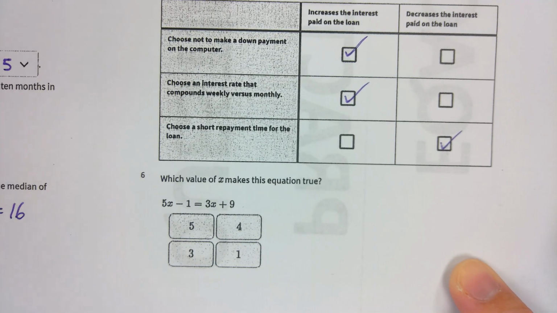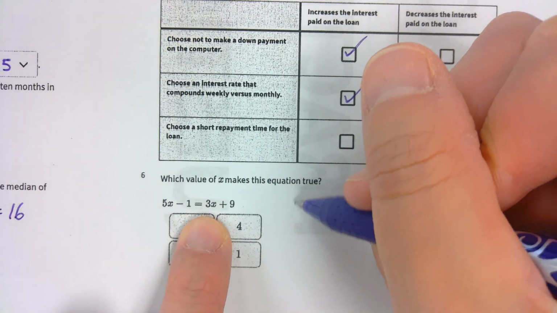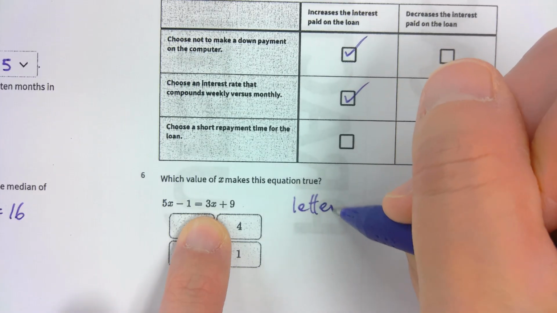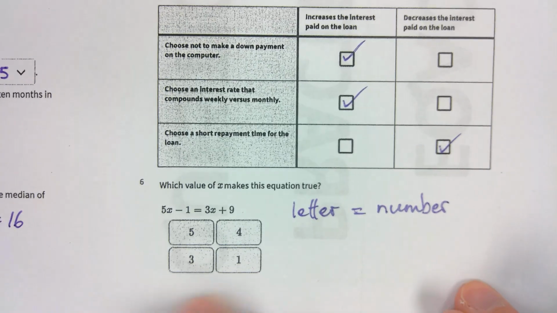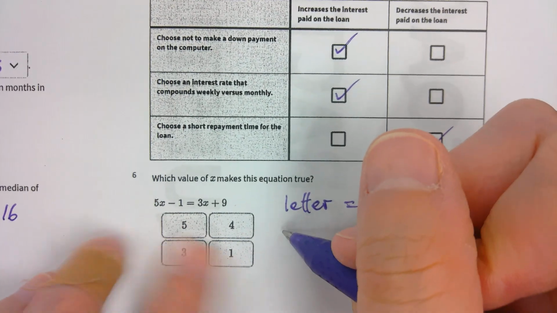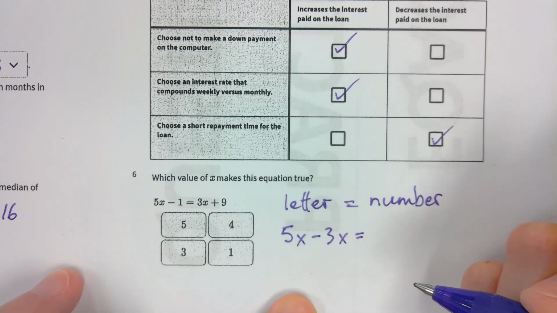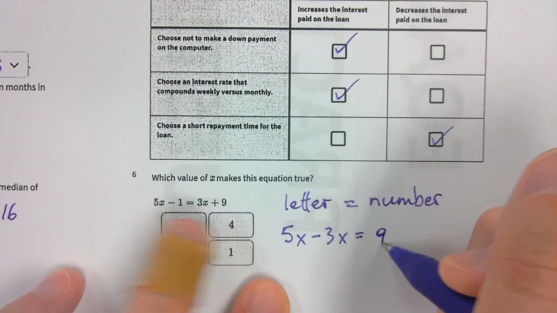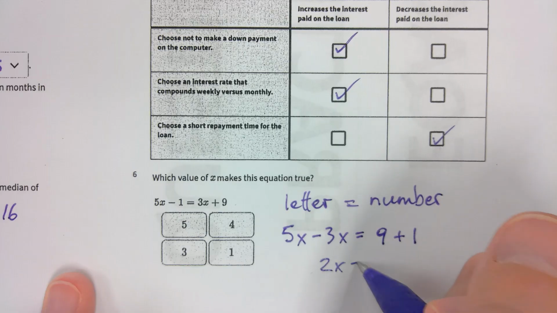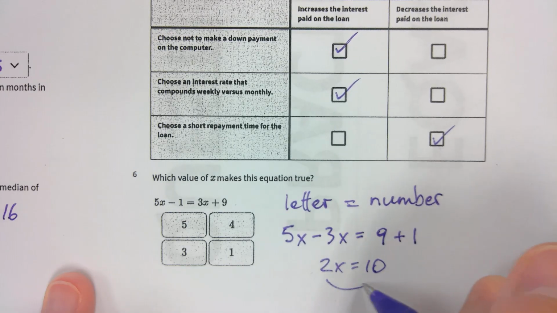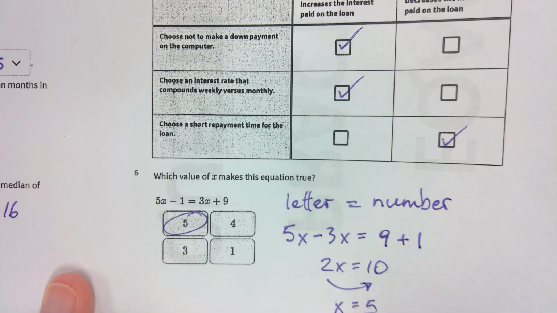Which value of x makes this equation true? So algebra, remember how to solve it? Letters to the left, and then numbers to the right. And whenever you move it, remember to change the sign. So 5x minus 3x, since we moved the 3x over, and then 9 plus 1, since we moved that negative 1 over. So then you get 2x equals 10. Last step, divide by 2, so x equals 5. There you go.